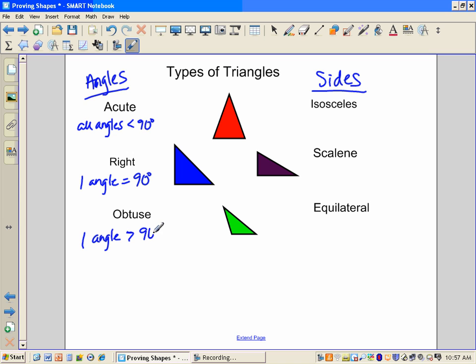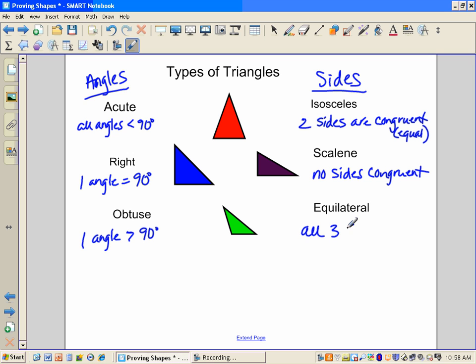greater than 90 degrees. When we talk about the sides, we mentioned this when we had the trapezoids, but isosceles means two sides are congruent, or in this case, equal. Okay, scalene means no sides congruent. And equilateral means all three sides congruent.